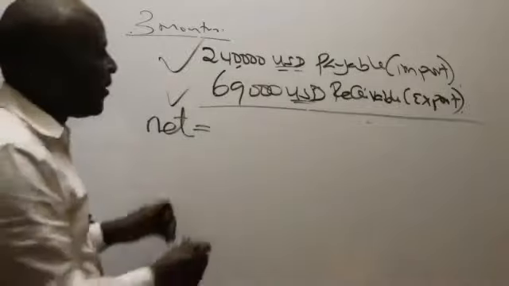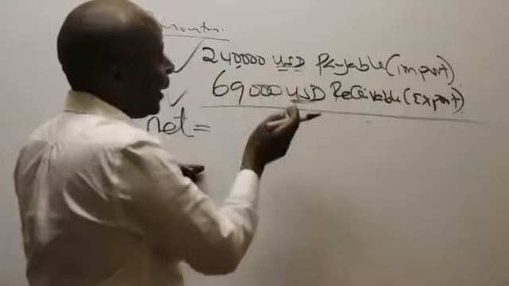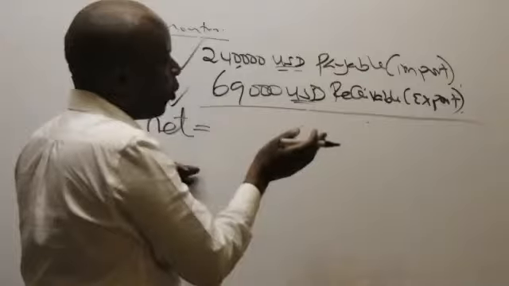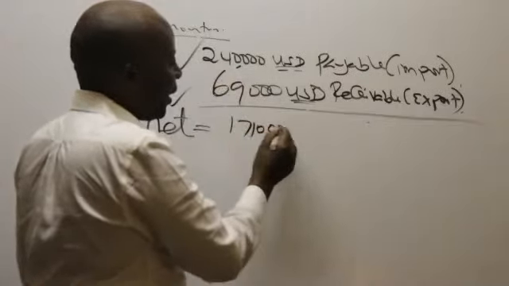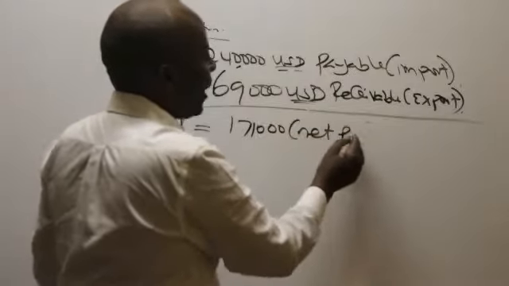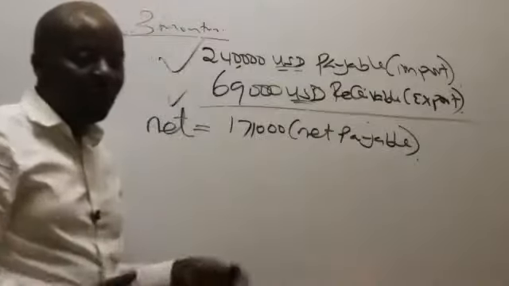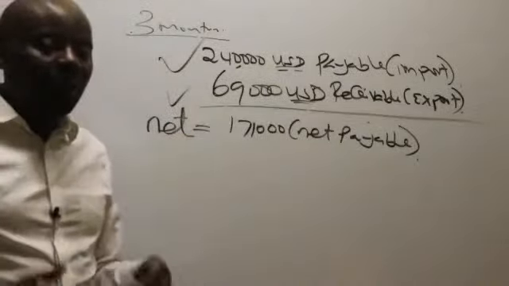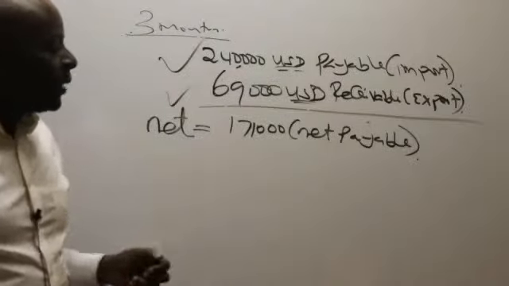So nasema 171,000, you know, because they are opposite. Hii payable ni minus. It's a cash outflow. So minus 240 plus 69, wanasema ni 171,000. And it's a net payable. Why am I saying it's a net payable? Because the payable is more. The payable is bigger. It's a net payable. Thank you very much.